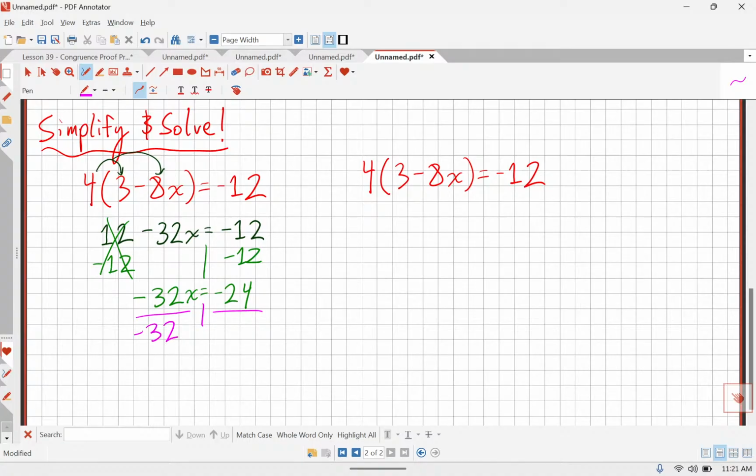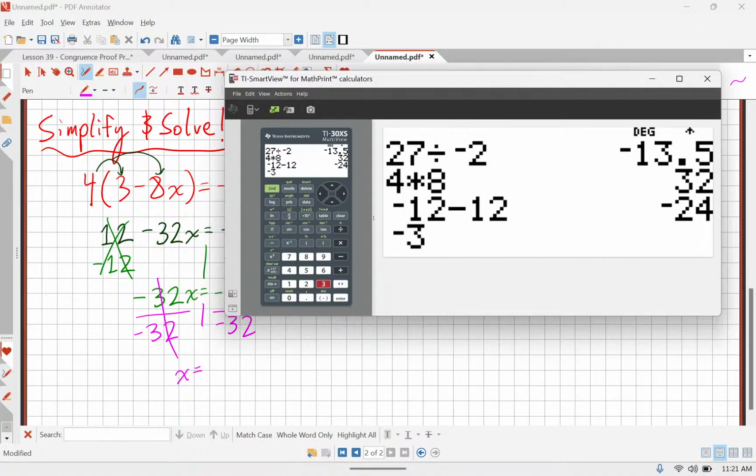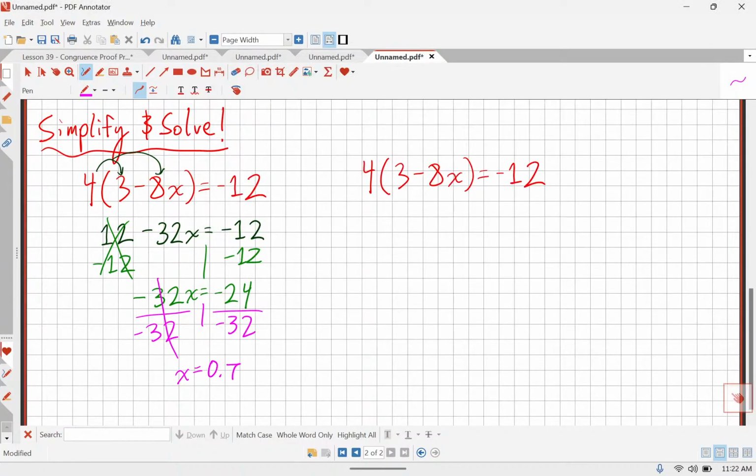Do you mind if I make that a negative 32? Just because the negative came with us. And then I get negative 24 divided by negative 32. Negative 24 divided by negative 32. And you get 0.75.